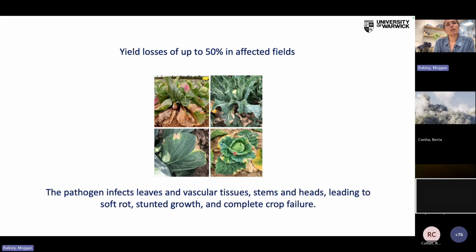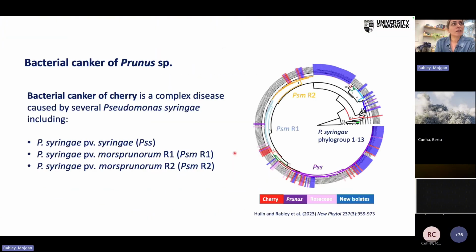So farmers usually need to remove the infected plants one by one. So in a huge farm, this is quite impossible. It's quite time consuming, expensive, labor intensive. So farmers might need to abandon their field. That's quite devastating for them in terms of the production.